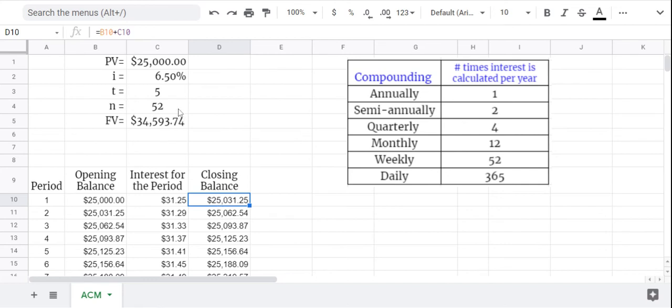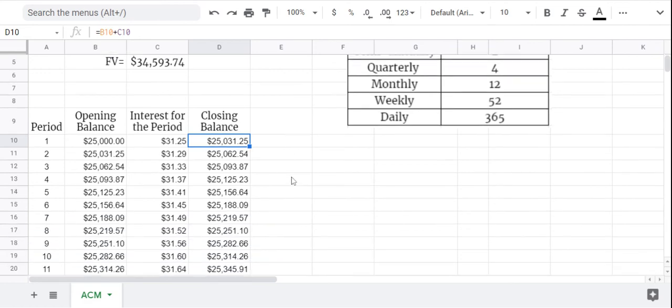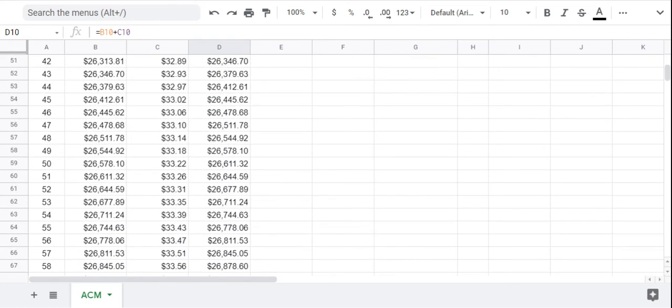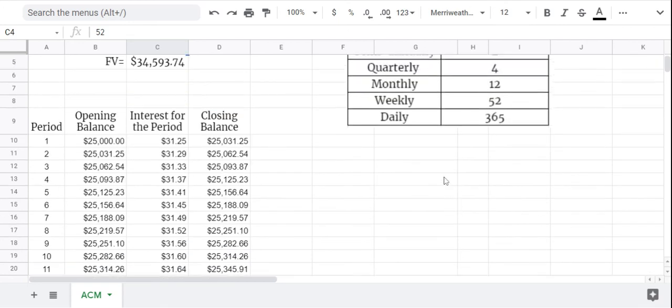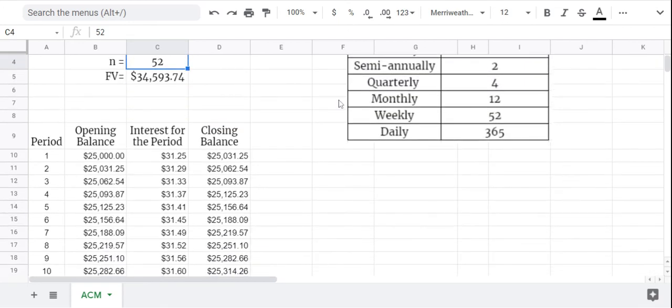So for me to know how much I have at the end of 1 year, in this case, I would have to go to period 52, because that would be at the end of 1 year, right? So at the end of 1 year, I would have 26,677.89. And of course, I can verify this here if I wanted, change these to 1 or not, right? There it is. But I'm going to leave it at 5 years.